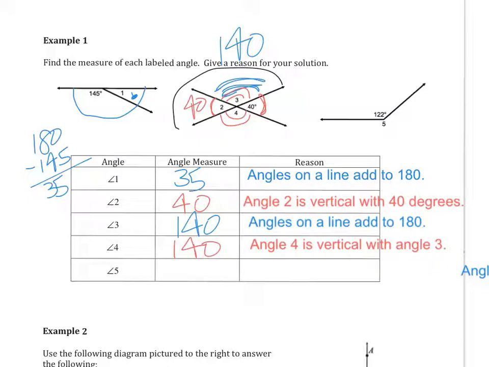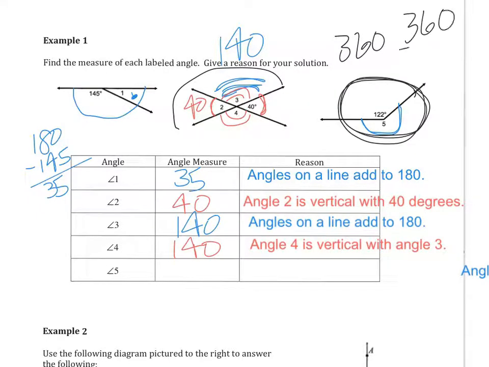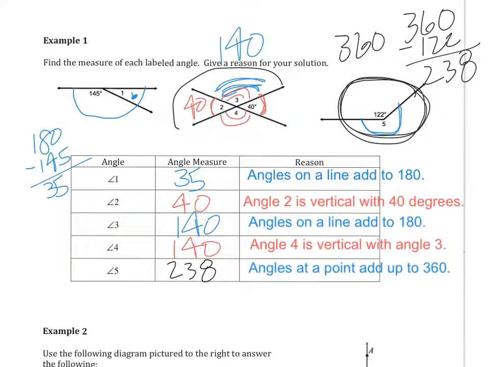And then the last example in this section, angle 5, it's looking for this big angle. I do happen to know that if I went around in the circle, that was 360 degrees. So I could do 360 minus 122, and I would get 238. So the answer to that last one is 238. The reason is that angles at a point add up to 360 degrees.